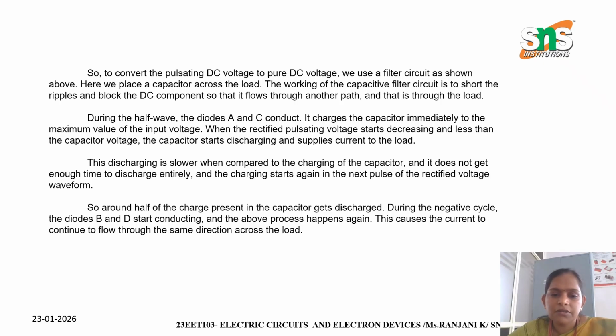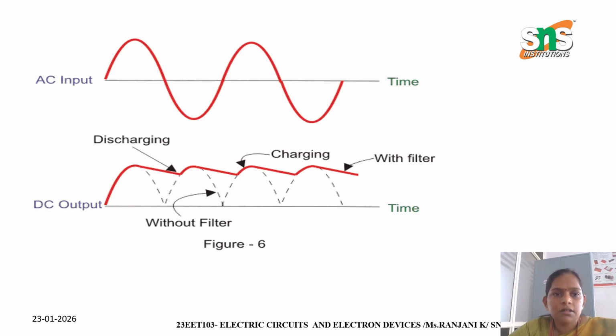During the positive half cycle, diodes A and C conduct and the capacitor charges, and when the rectified pulsating voltage starts decreasing below the capacitor voltage, around half of the charge in the capacitor gets discharged. During the negative half cycle, diodes B and D start conducting and the same process happens again, so the current continues to flow in the same direction. So this is the AC output, and next is the DC output. Charging, discharging, charging, discharging happens.